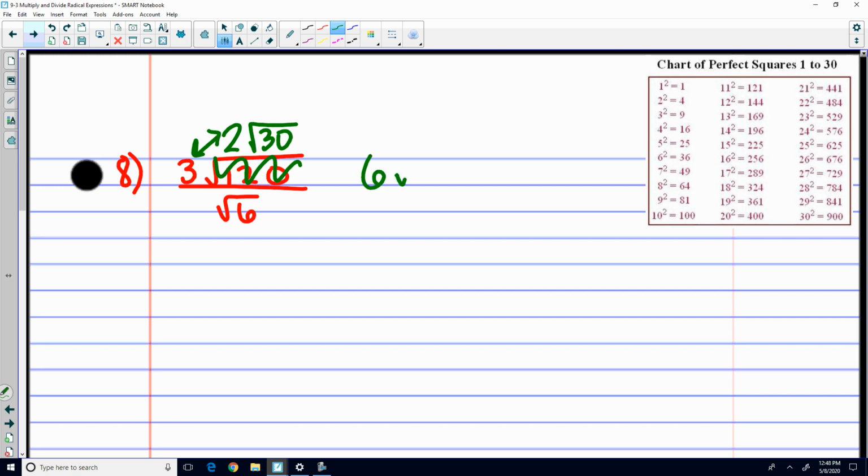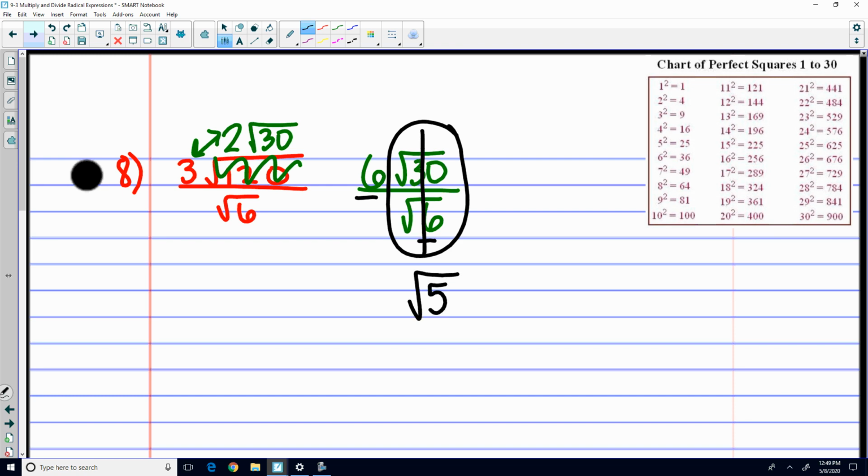So I'm going to have 6 square root of 30 over the square root of 6. Now, if you remember from the beginning when I started, I said you're not allowed to have radicals in the denominator, but it's going to fix itself right here. These are like terms. They're both radicals. I can divide them. I can't do the 6 on the outside and the radical 6. They're not like, but I can take the 2 radicals and divide them. 30 divided by 6 is 5. So I'm going to have a square root of 5. And then I just have a 6 left on the outside. That becomes my final answer. And again, now I don't have a radical in the denominator. So we are okay now.